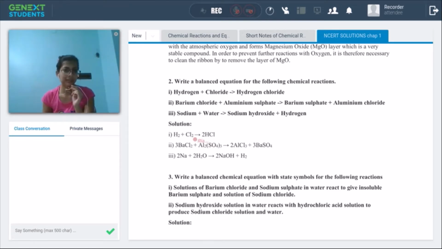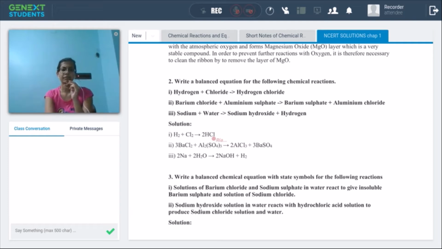So in a chemical reaction, we write the stable form of the element or the compound and never their ionic form. First is hydrogen, next is chlorine. What does it give? It gives hydrogen chloride. So we write hydrogen plus chlorine gives 2HCl. Hydrogen chloride is basically an acid.